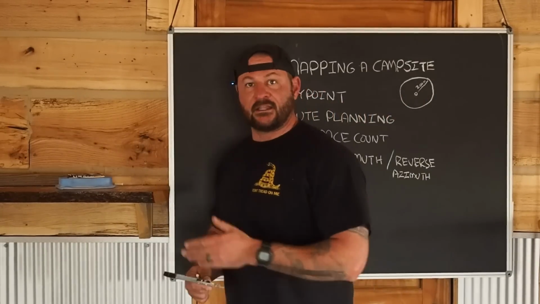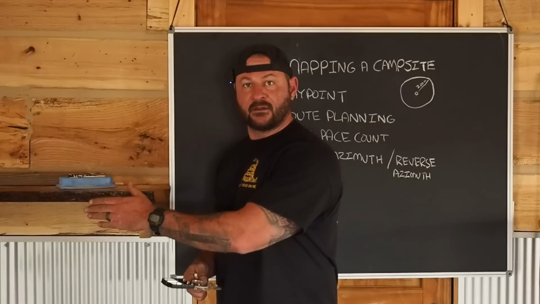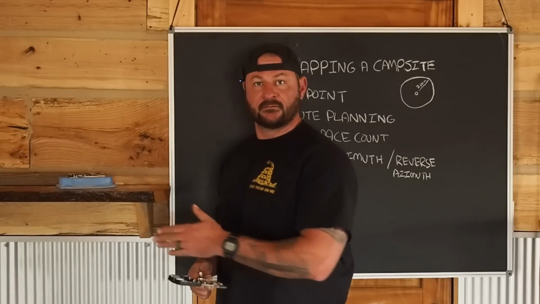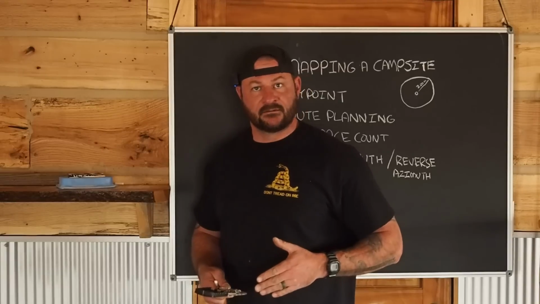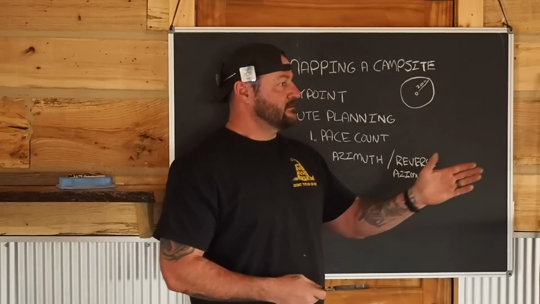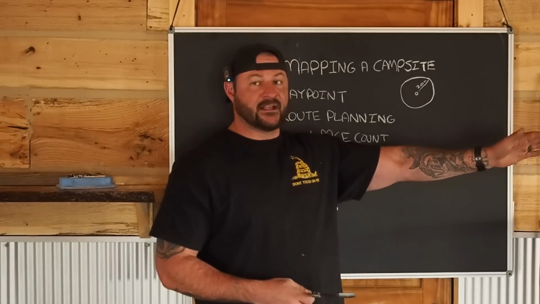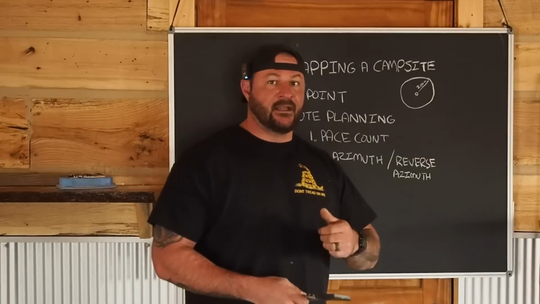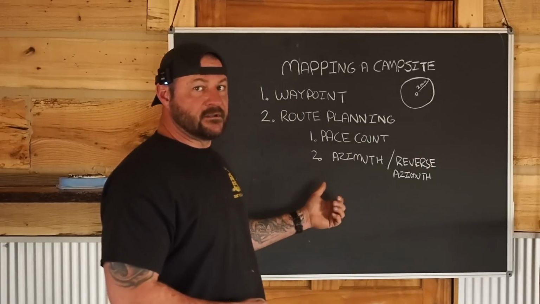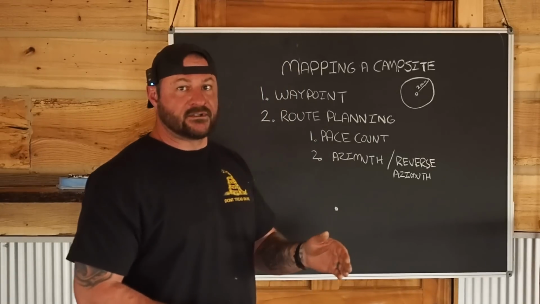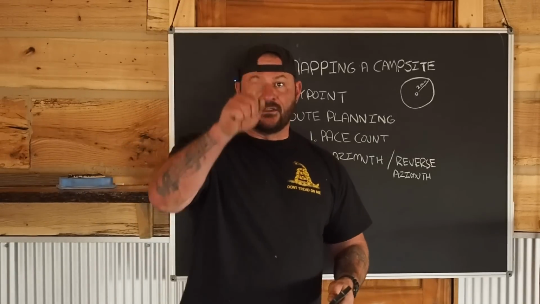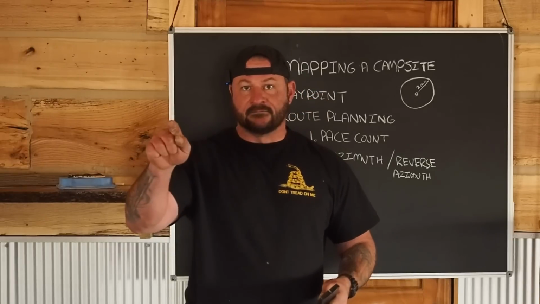We're going to do east the exact same way, 500 meters, by using our pace count. Reverse azimuth to our shelter. West, 500 meters, reverse azimuth back to our shelter. And south, 500 meters, reverse azimuth back to our shelter. We created a large plus sign.